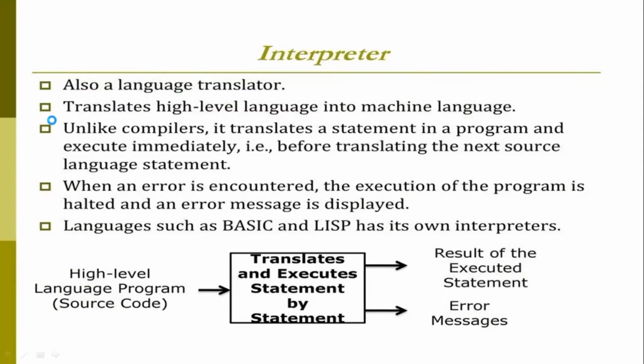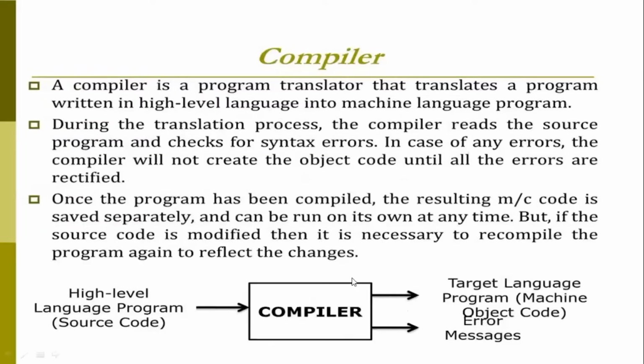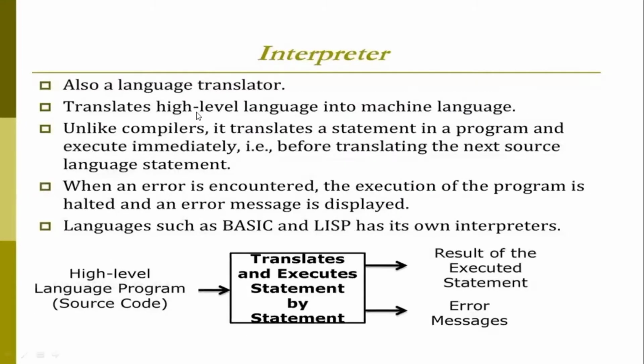second line. A compiler reads the whole code. Compiler first reads the whole code and searches for syntax errors. Then it will translate the code into machine code, but an interpreter does not do that.